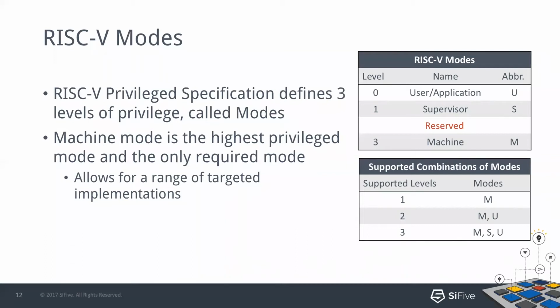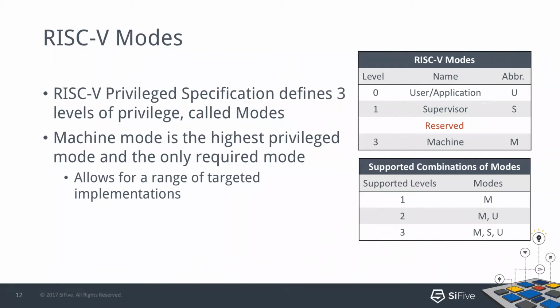If you're building, for example, a small embedded core where you're in control of the entire software stack, you might not have the requirement for separate modes, in which case you can reduce complexity by only implementing a machine mode implementation. If you have a slightly more sophisticated implementation where maybe you have a real-time operating system, you might want to use 2 modes, in this case machine and user, in which your RTOS kernel would operate in machine mode and the operating system application code would operate in user mode.